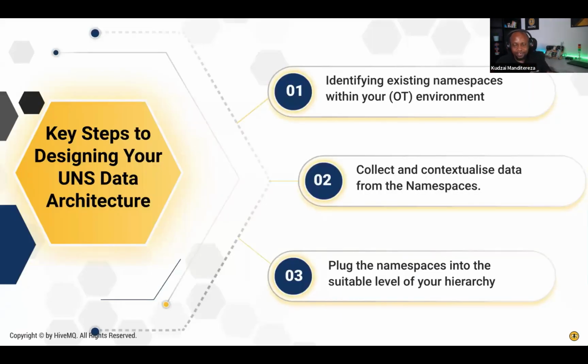Once you've identified that you're going to be using the ISA 95 Part 2 hierarchy for collecting your data, or representing the semantic structure of your data, the next thing is to look at how you go about designing your unified namespace data architecture. The first step is to identify existing namespaces, because remember, all we've spoken about so far is that you've got data coming from PLCs, from SCADA systems and so on, but we haven't really spoken about what kind of data it is, what sort of namespaces those are.